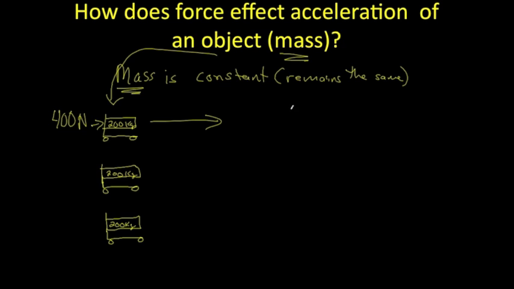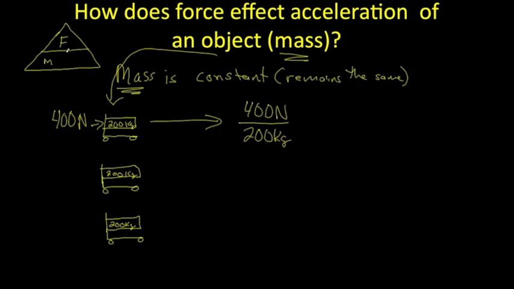And calculating this, we would calculate 400 newtons of force, all right, divided by 200 kilograms. Now, where do I get that from? We get it from the formula triangle for Newton's second law. Force equals mass times acceleration. Okay? So force divided by mass equals acceleration. 400 newtons divided by 200 kilograms equals 2 meters per second squared.